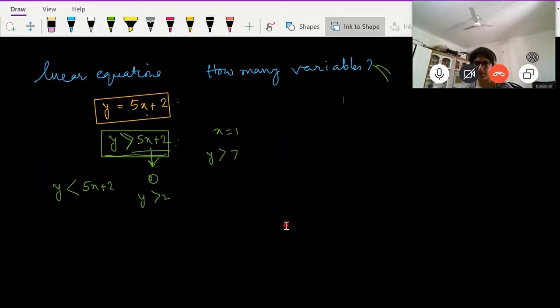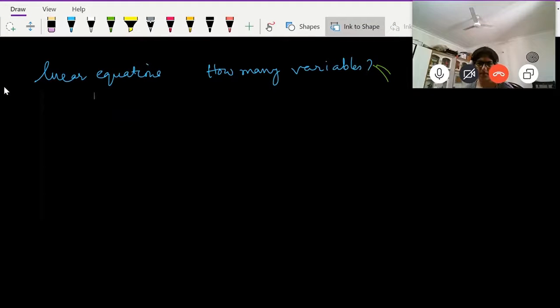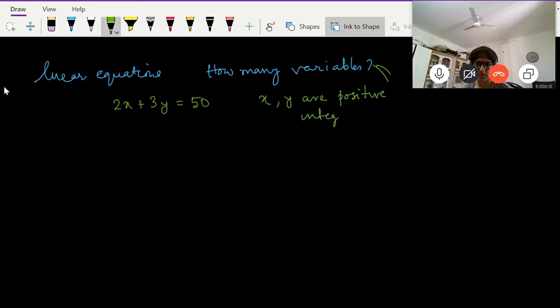Now, let me show you another thing. So I have an equation of the form 2x plus 3y is equal to 50, where x and y are positive integers. Both are greater than 0. Okay, does this equation have a solution? Can you solve this equation?